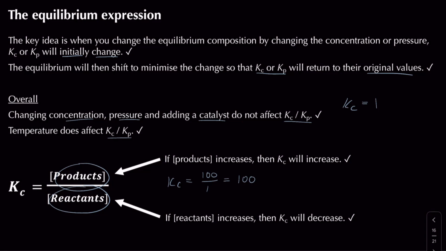We know, of course, the concentration of our products is greater than our reactants. Our top term is going to be larger. Our equilibrium is going to be shifted towards the right. So what we can say is that if the concentration of our products is going to increase, then Kc in itself is going to increase as well.